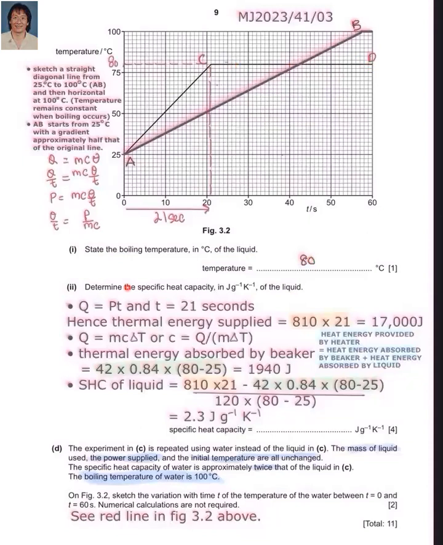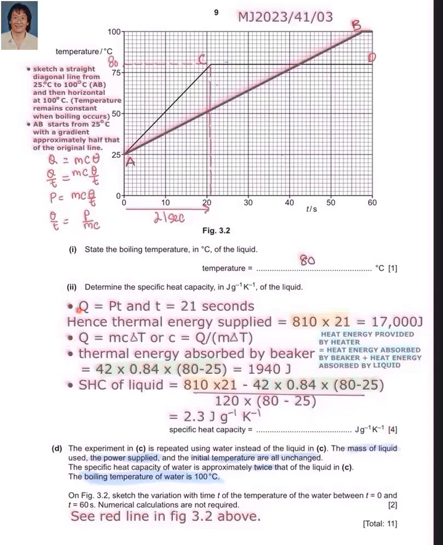Then determine the specific heat capacity of the liquid. To do this question, we need to set up the equation. The heat energy provided by the heater is equal to the heat energy absorbed by the beaker plus the heat energy absorbed by the liquid. So this question carries 4 marks. These are the 4 marks.